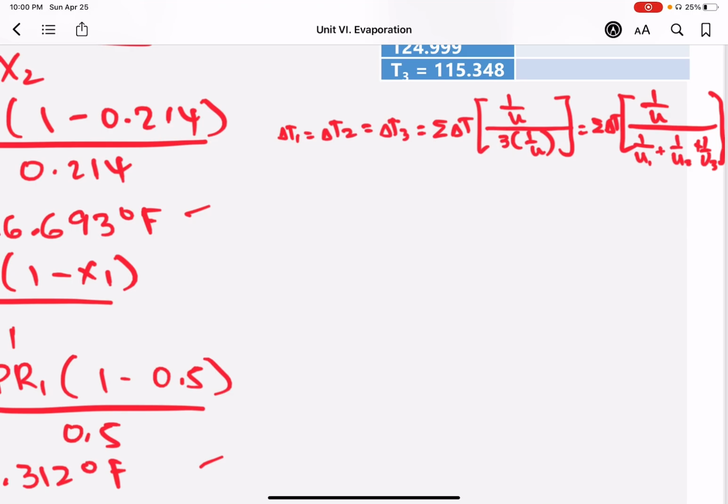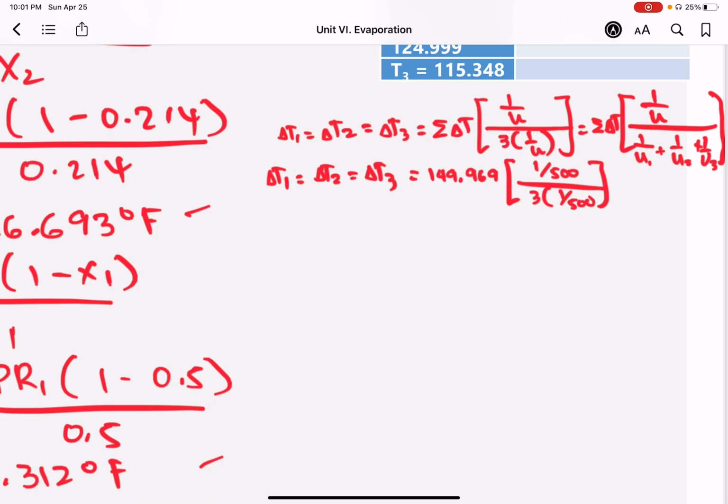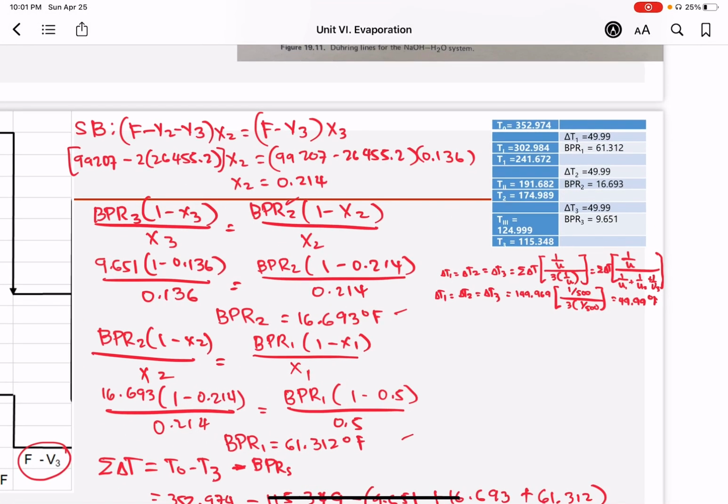Since U1, U2, and U3 are all equivalent to the given 500, I could now get your delta T1, delta T2, and delta T3, which is equivalent to the summation of delta T, the 149.969 that we've computed a while back, multiplied by 1 over 500 all over 3 times, since U1, U2, U3 are equivalent, 1 over 500. And you get delta T1 to be around 49.99 degrees F.